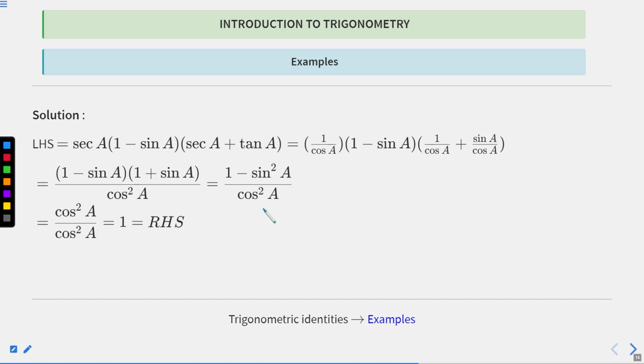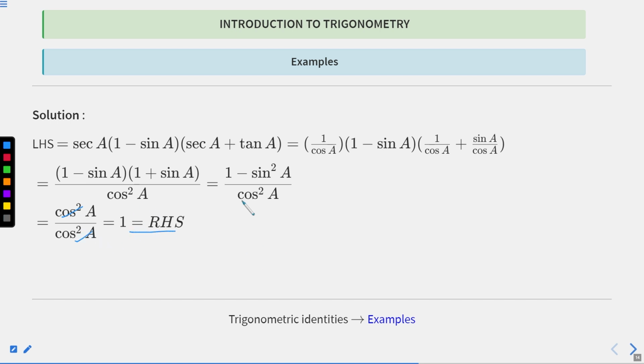And we know this identity that we have seen in our previous slide: sin square a plus cos square a is equal to 1. From this identity, 1 minus sin square a is equal to cos square a. So 1 minus sin square a divided by cos square a is equal to cos square a divided by cos square a. In numerator and denominator they are the same, so this is actually equal to 1.